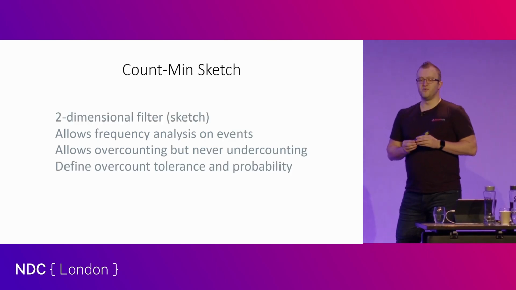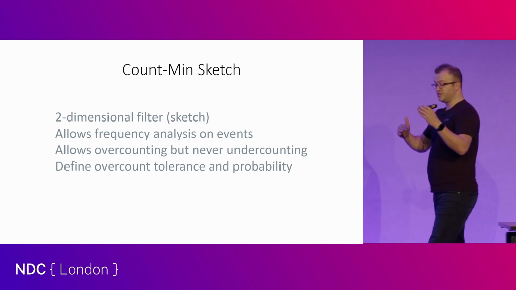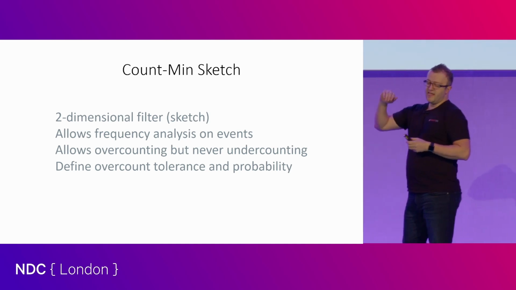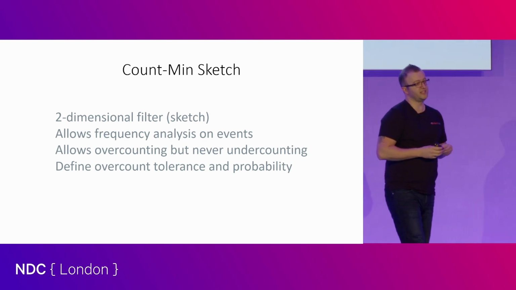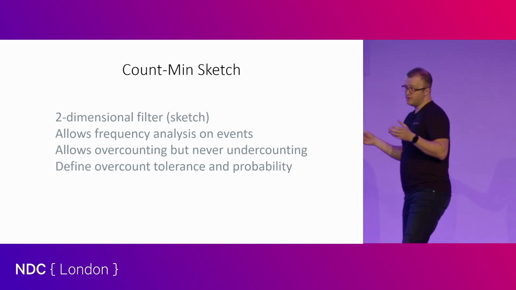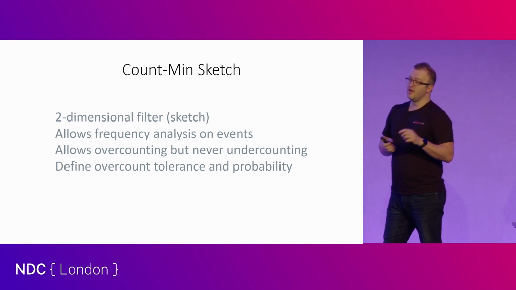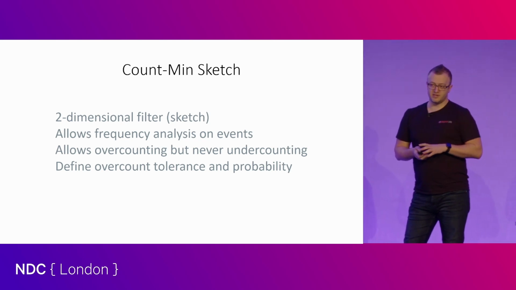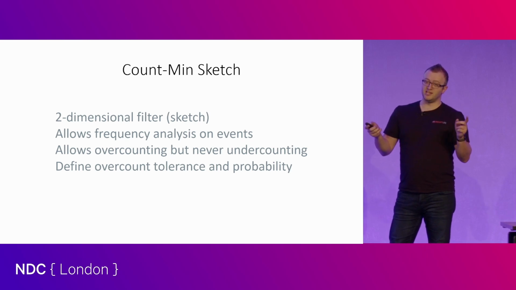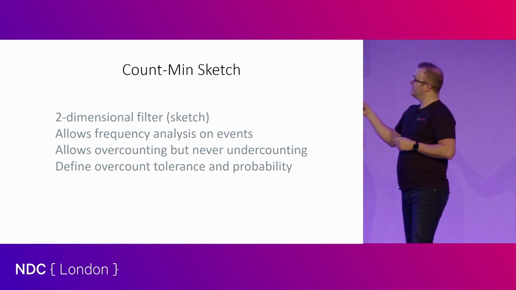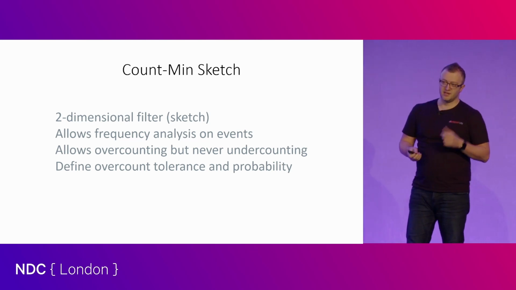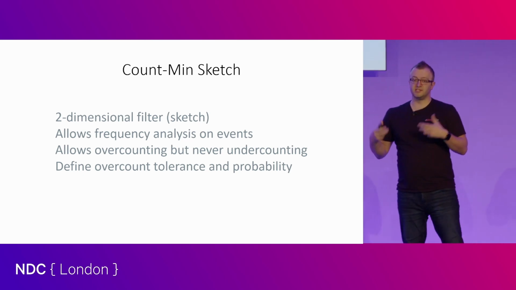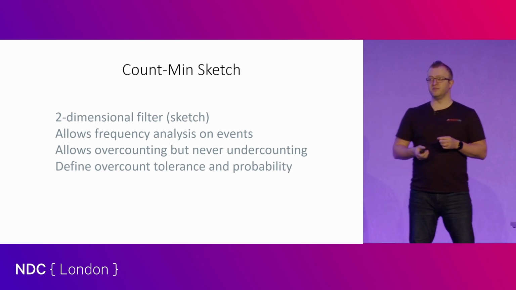We then have what we refer to as a sketch. Now, a sketch is just a two-dimensional filter, basically. We looked at a one-dimensional filter earlier. A sketch is two dimensions. And the count-min sketch allows for frequency analysis on events. If you have a huge data stream, like maybe at peak 64,000 events a second coming through, and you wanted to do frequency analysis on that data stream, you can do that efficiently with a count-min sketch. Again, same probabilistic nature. It's just a two-dimensional Bloom filter, basically. It allows overcounting, but never undercounting, again because of the collisions with the increments. And you can define the overcount tolerance. It's the same as controlling the probability in the Bloom filter.